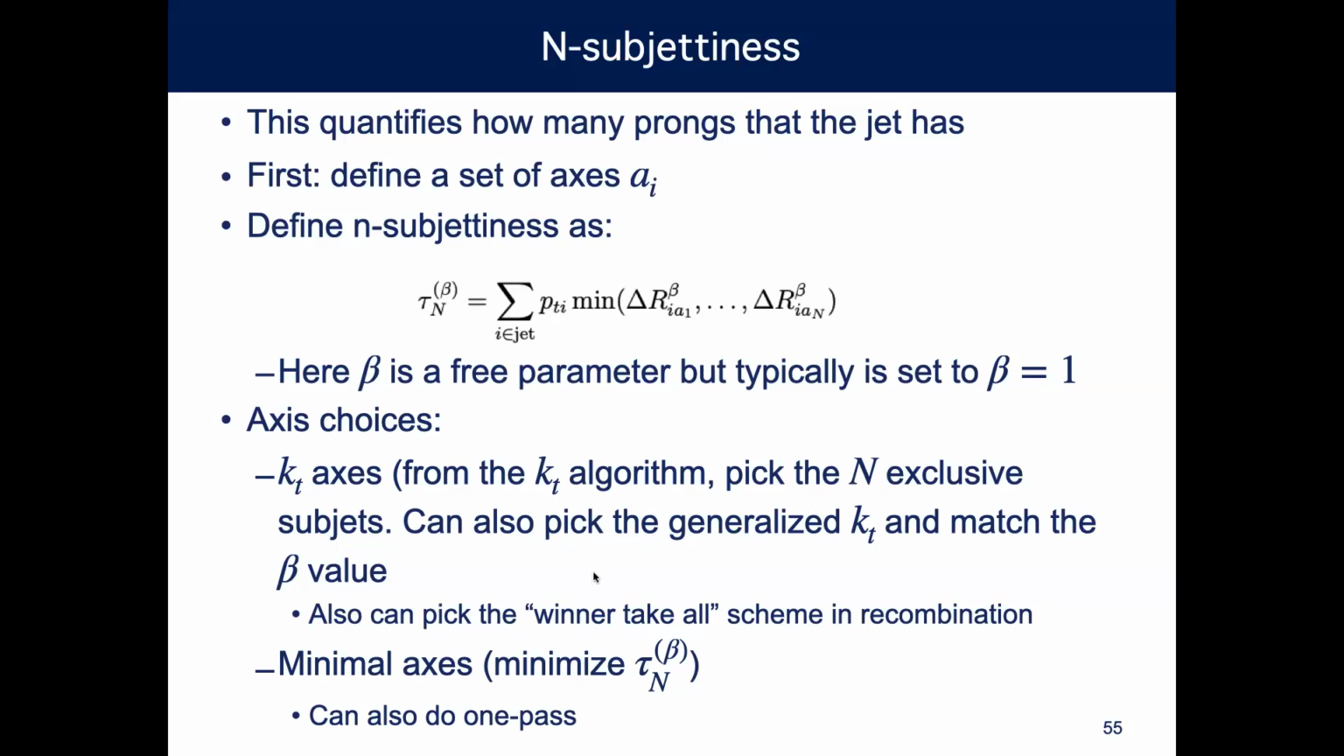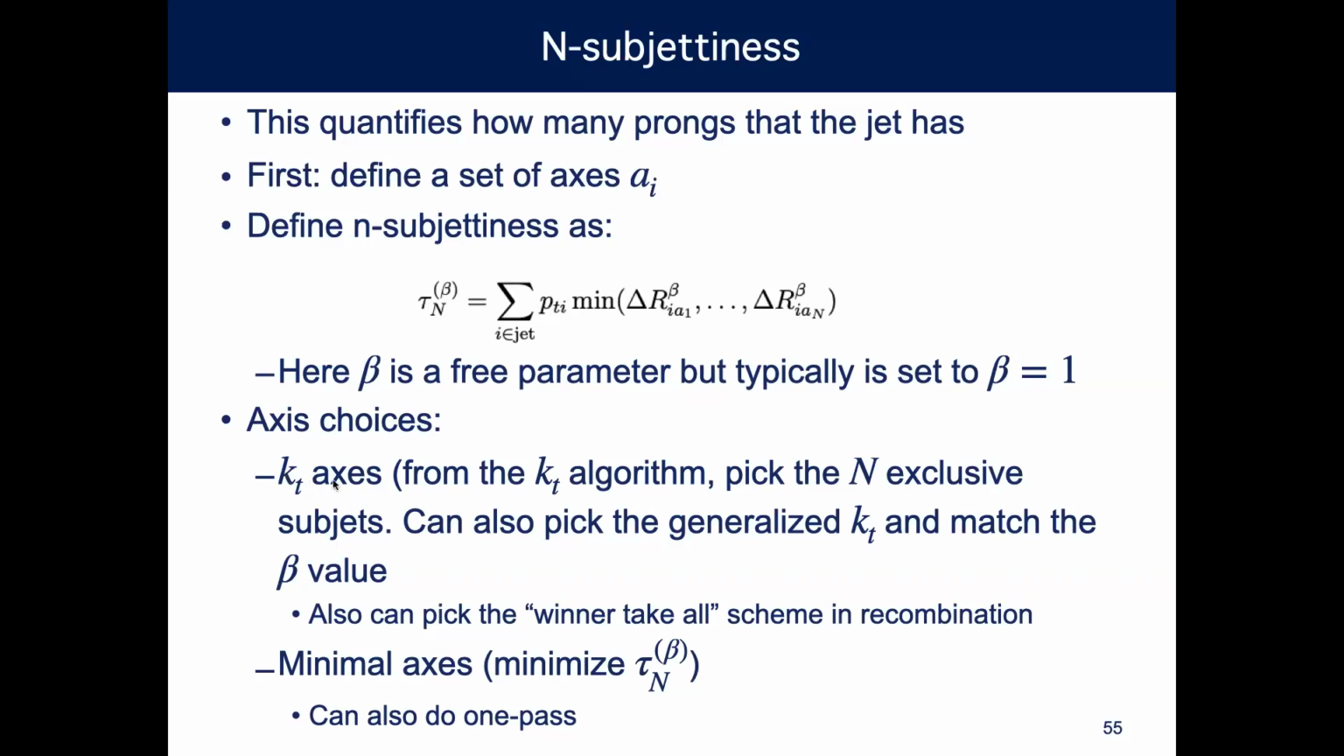So the variables here, so tau sub n can be raised to some power beta. It's the sum of pT of the constituents times the minimum of the delta R's raised to some beta power. So it's related to the angularity, but instead of the momentum fraction, you're just looking at the momentum itself. So it's close, but not exactly the same thing. Beta is a free parameter. Oftentimes we set it to 1. You can have different choices depending on what you actually want to do. And you can also use different axis choices.